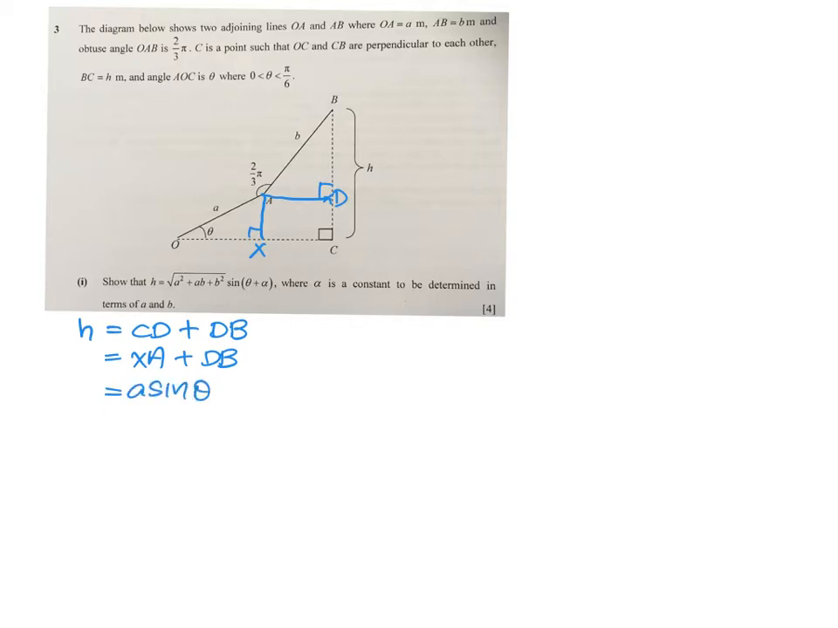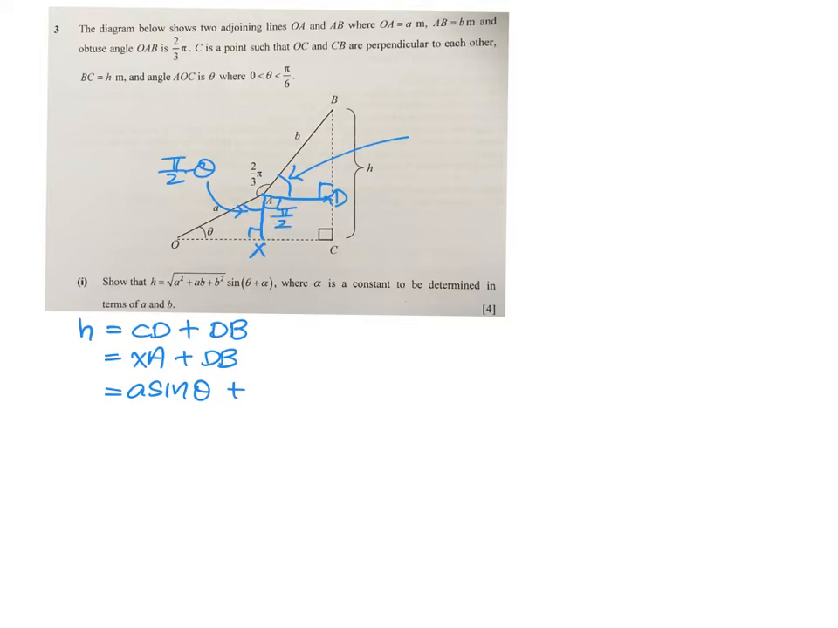Now how about DB? To find DB, we can make use of triangle ABD, but unfortunately, we do not know this angle BAD, and we have to find ways to work it out. You have to look at the big picture. I have the angle 2/3 pi given to me, and how can I make use of it? Of course, we can make use of this angle here, which is pi/2 minus theta, and we know that this angle here is the corner of the rectangle, which is pi/2.